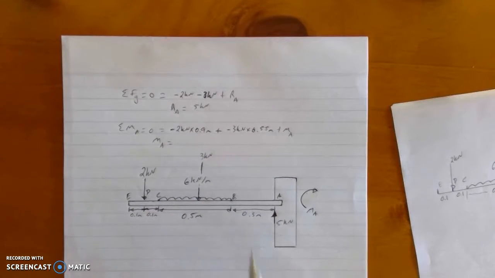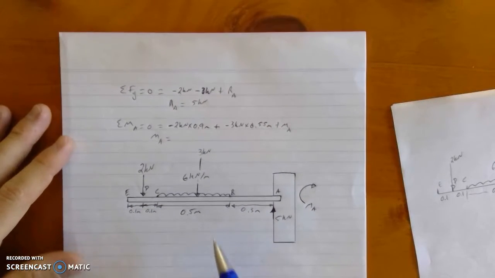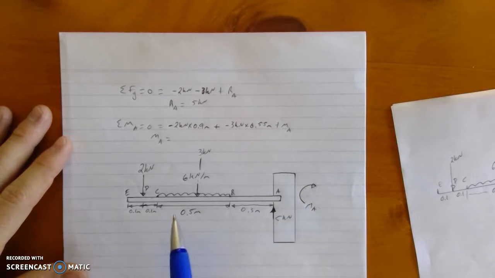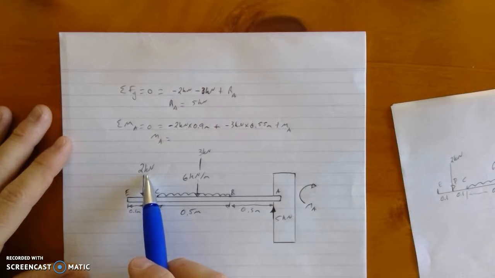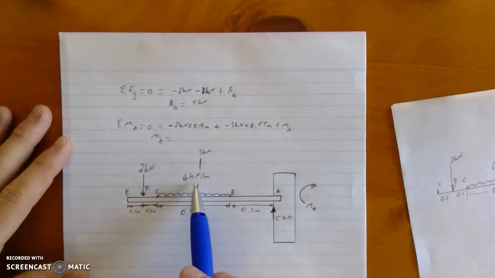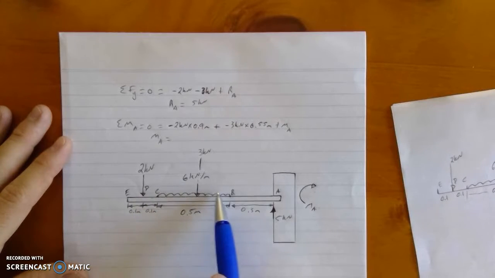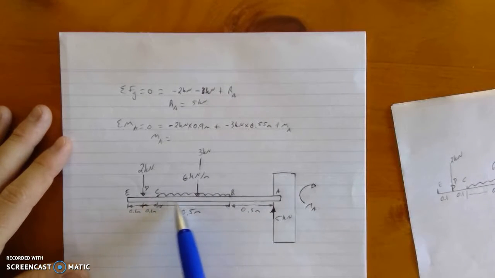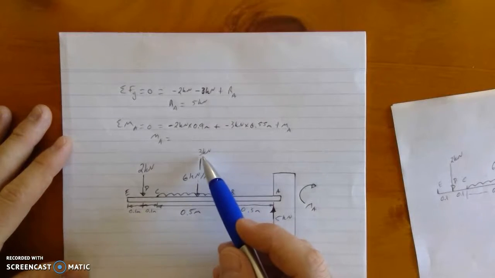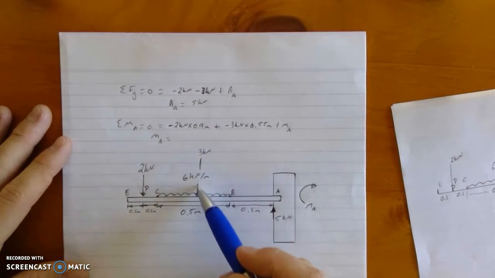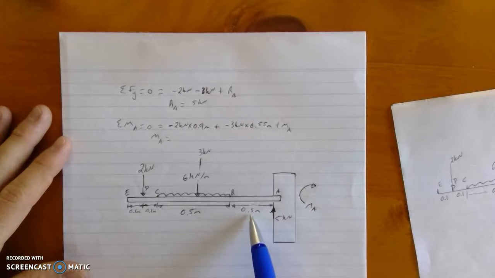Okay, I'm going to show you how we can solve this particular problem here. This is a cantilever beam, and it has a negative 2 kilonewton force and a 6 kilonewton per meter uniformly distributed load. This is 1/2 meter wide, so it acts like a 3 kilonewton force going down the center. The uniformly distributed load is positioned at 0.3 meters from the edge.